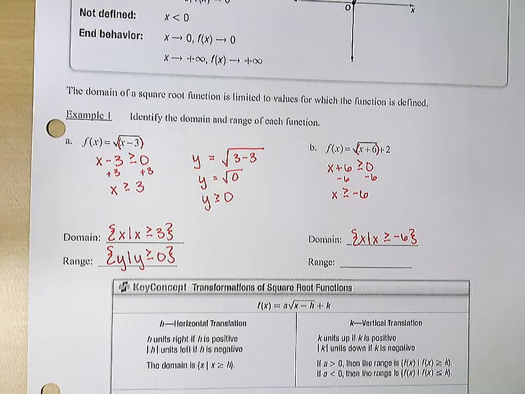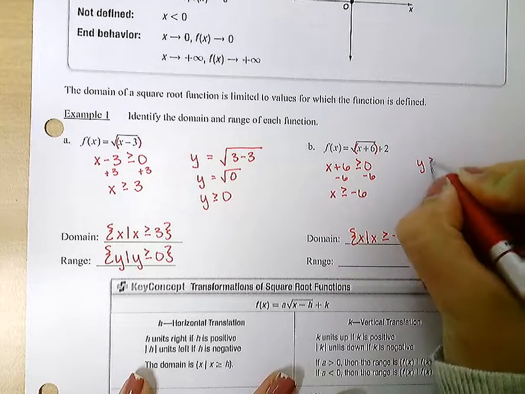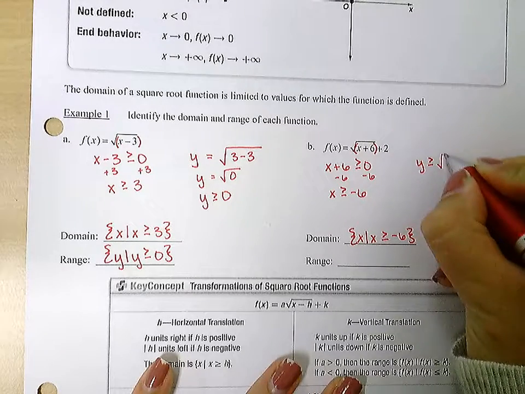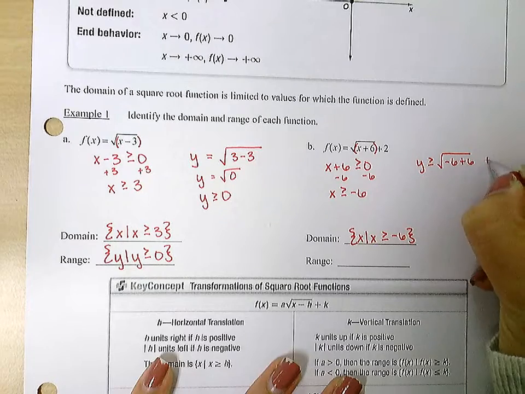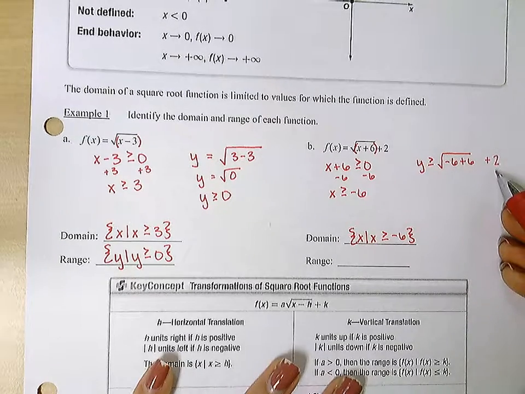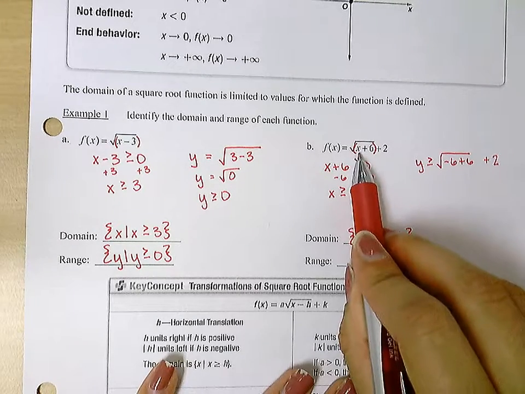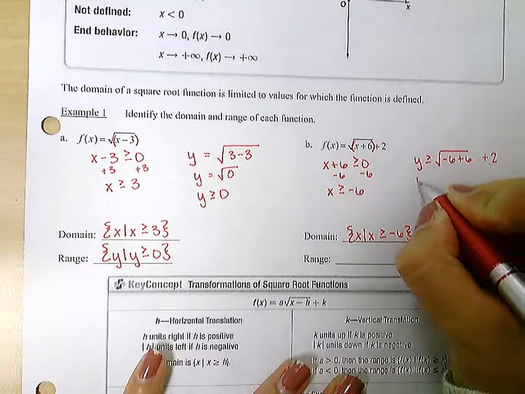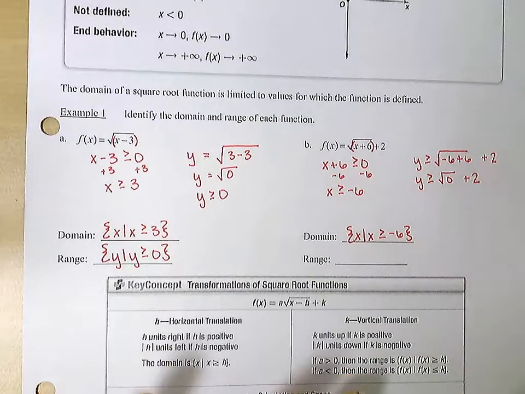Now I want to find my range. So to find my range, I plug in negative 6 for x. So again, our y values, we're going to do greater than or equal to, plugging in negative 6 for x. And this time I do need to add in that plus 2 on the outside. So you're just plugging in your domain into your entire function there. So we have y is greater than or equal to square root of 0 plus 2.